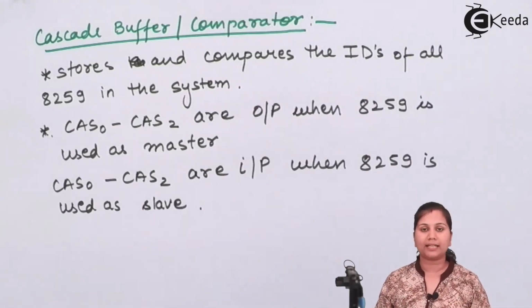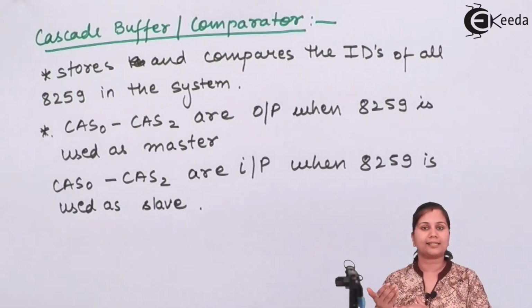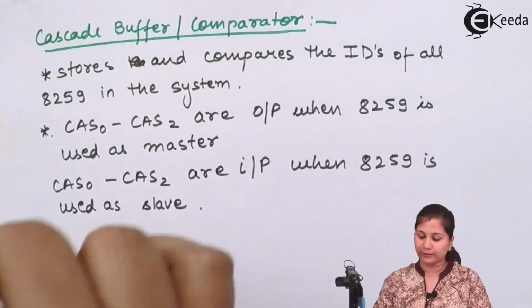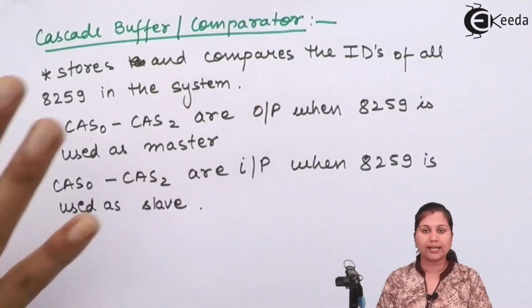This block is basically used when the 8259 is working in the master slave configuration. In the master slave configuration there are various 8259 ICs, so this block decides and compares the ID of which 8259 IC is acting as the master IC and which IC is acting as the slave IC. The storing and comparing of the IDs is done in this block.